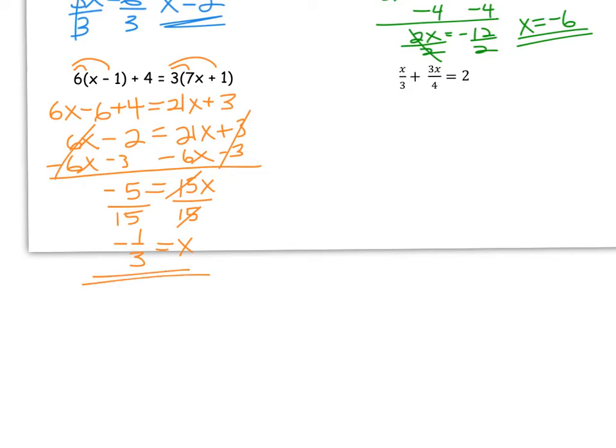Our last problem has fractions, everybody's favorite. x over 3 plus 3x over 4 equals 2. Anytime you're adding fractions, we need to think about a common denominator. What can both 3 and 4 go into that we could change the fractions? That's not spelled right. Common denominator. Oh, wow.